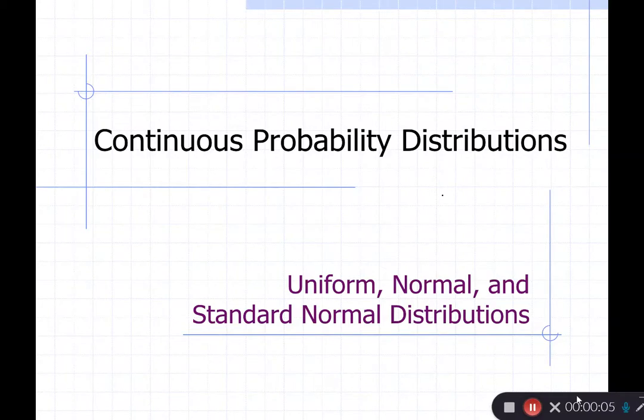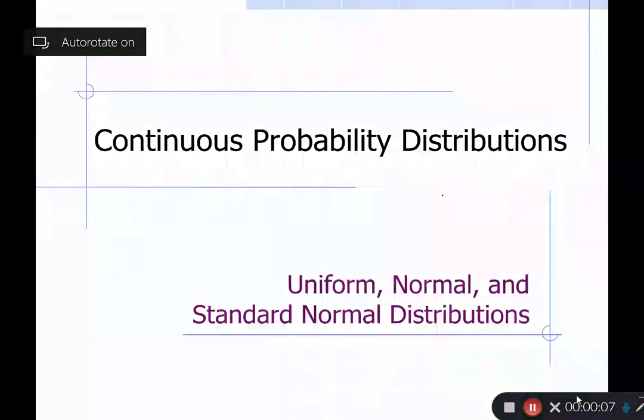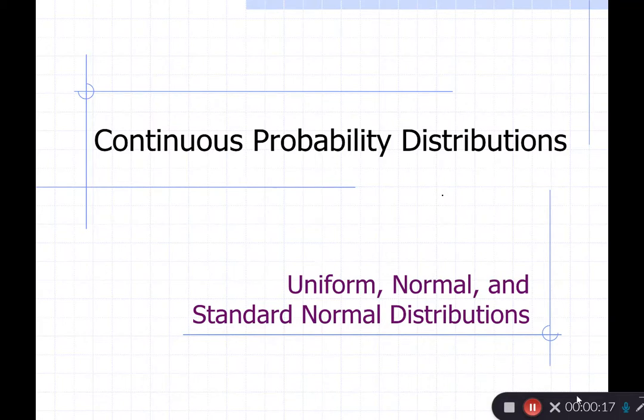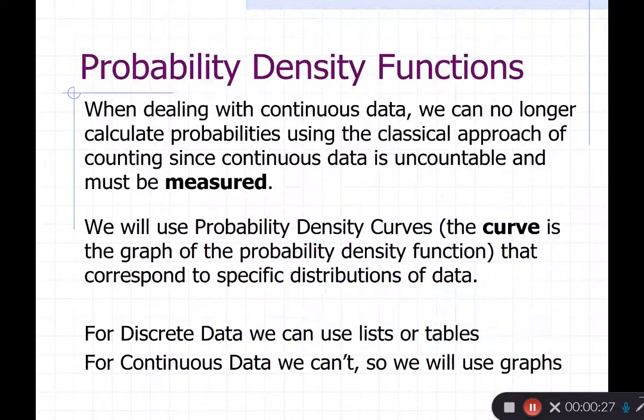Okay, the topic of this set of notes is the continuous probability distributions. There's multiple different continuous distributions out there. We're going to focus primarily on the normal distribution. We'll start off with the uniform distribution just because it's an easy example to explore first, but the main focus is going to be on the normal distribution.